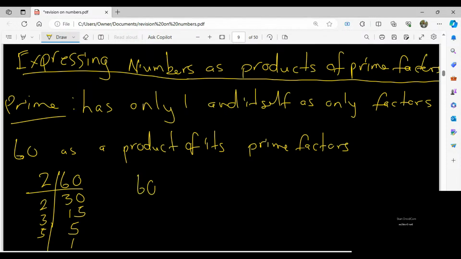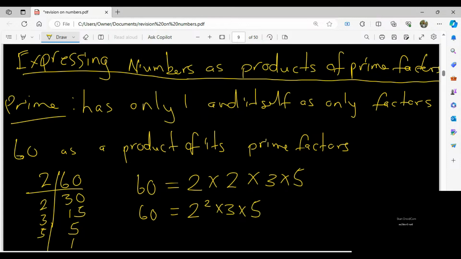So 60 can be expressed as a product of these numbers on this side here. So it will be 2 times 2 times 3 times 5. Okay. So 60 as a product of its prime factors is equal to 2 times 2 times 3 times 5. We can shorten this. Since we have 2 and 2, we can express this using indices, which will be 2 squared times 3 times 5, like this. Okay. Right, so this is how we express numbers as products of their prime factors.